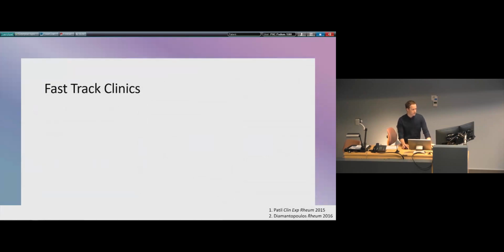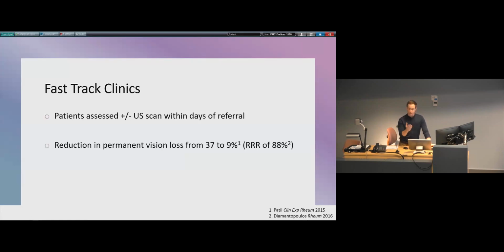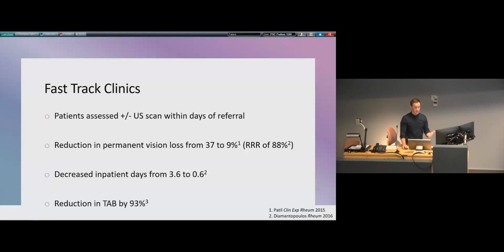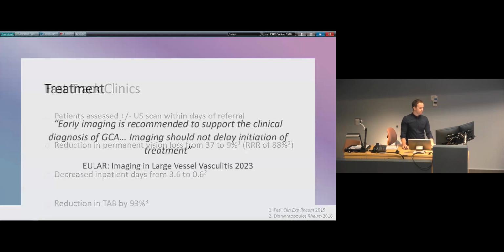So that takes us to our fast track clinics, and this is really the model that is taking off, where we're trying to see these patients very quickly, often within days of referral, and locally, we're trying to see these patients definitely within that 2-week mark. It's been demonstrated to show a marked reduction in permanent vision loss, about a 90% relative risk reduction. Decreased inpatient days from about 3.5 to half a day. So it definitely helps with our pleas for funding to help keep these patients out of hospital. And we're significantly reducing the need for temporal artery biopsy, but it definitely remains a tool for us, most definitely in those indeterminate or borderline cases.